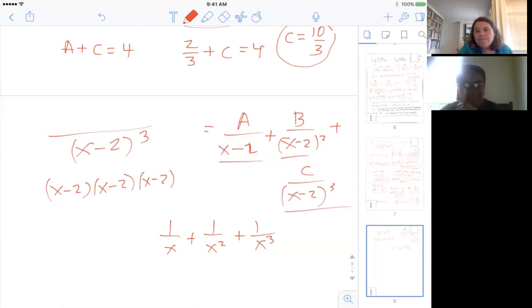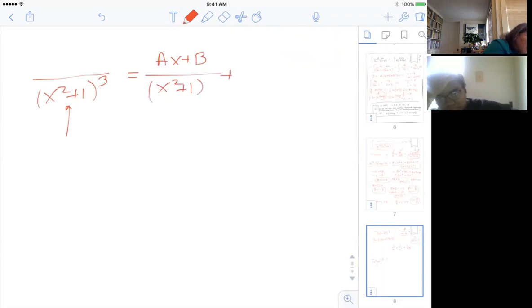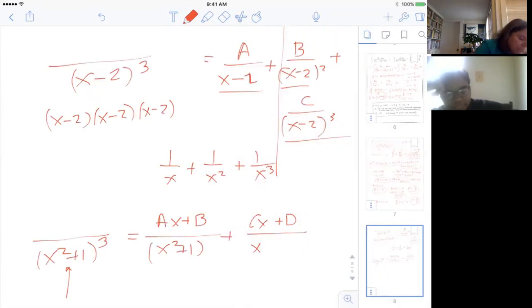Okay, hold on. Wait, so this says x squared plus 1 cubed. That's a good question, look at this. That's an irreducible cube. If you have that, you can't break that down because it's a quadratic. It's going to look like ax plus b over x squared plus 1, plus cx plus d over x squared plus... oh crap, sorry.